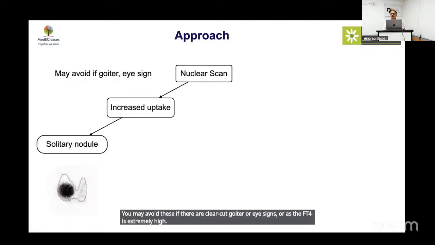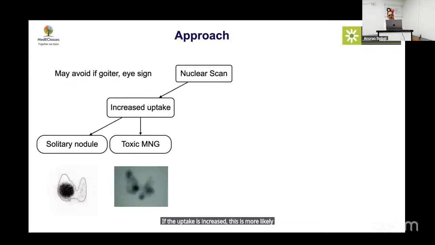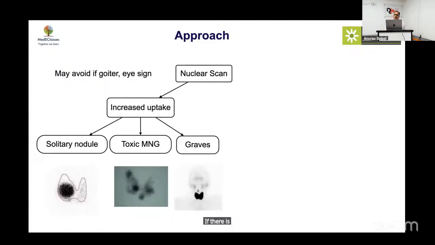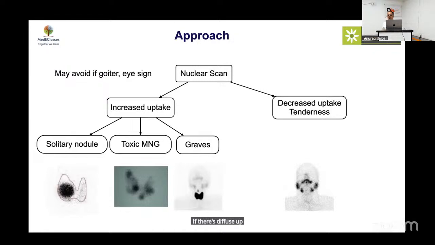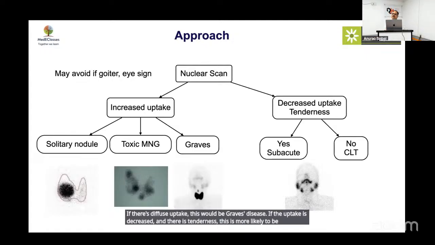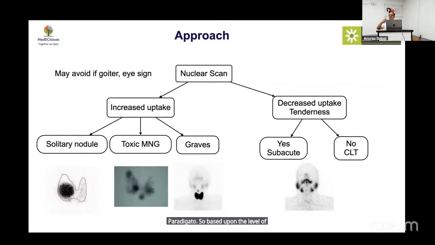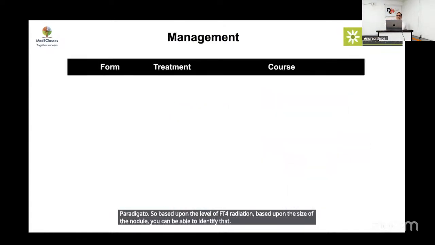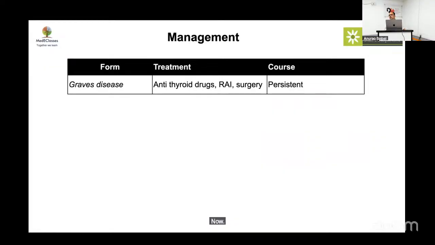If the uptake is increased, this is more likely to be a solitary nodule. If there is a toxic MNG, you will find multiple nodules. If there is diffuse uptake, this will be like Graves' disease. If the uptake is decreased and there is tenderness, this is more likely to be a subacute thyroiditis. If there is no tenderness, this is going to be a chronic lymphocytic thyroiditis. So based upon the level of FT4 elevation, based upon the size of the nodule, you will be able to identify that.